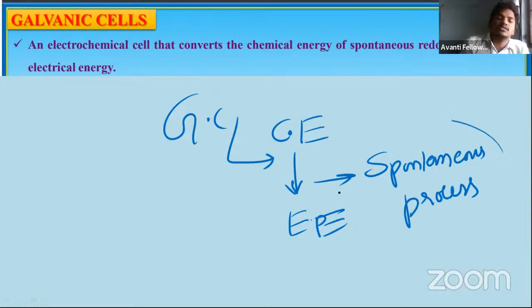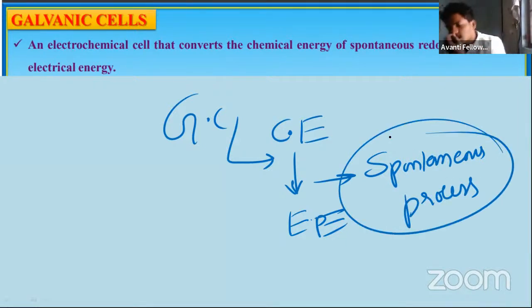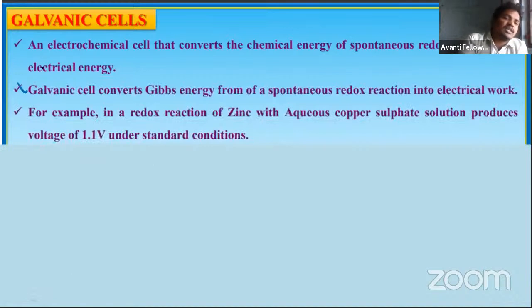Spontaneous process means it will happen by itself. Some of the important characteristic features of a galvanic cell is that it converts the Gibbs energy from a spontaneous redox reaction into electrical work. So what exactly is being said? What is the meaning of Gibbs energy?